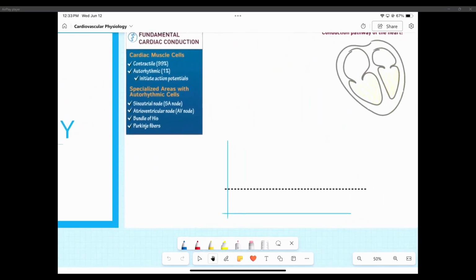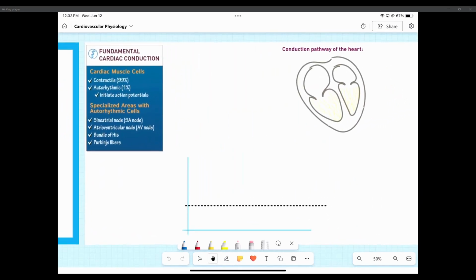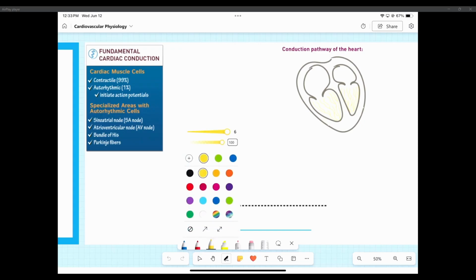Okay, so let's go over the conduction of the heart. First thing, we have certain parts of the heart, and you can see up here. 99% of our heart is contractile muscle. 1% is autorhythmic, meaning only 1% of the tissue of our heart has electrical properties. The majority of it is just muscle.